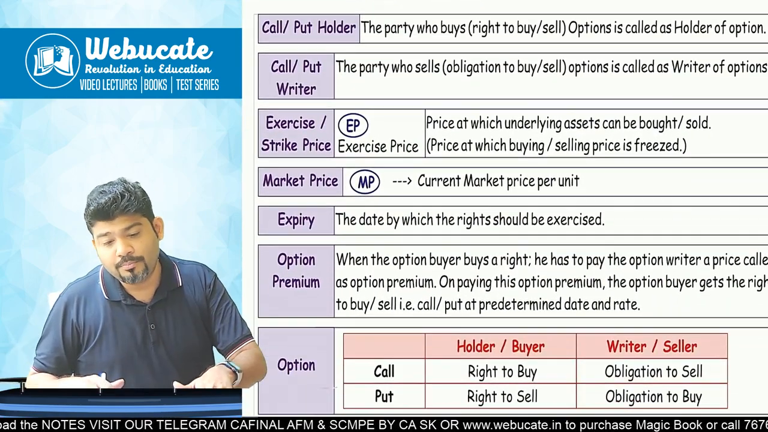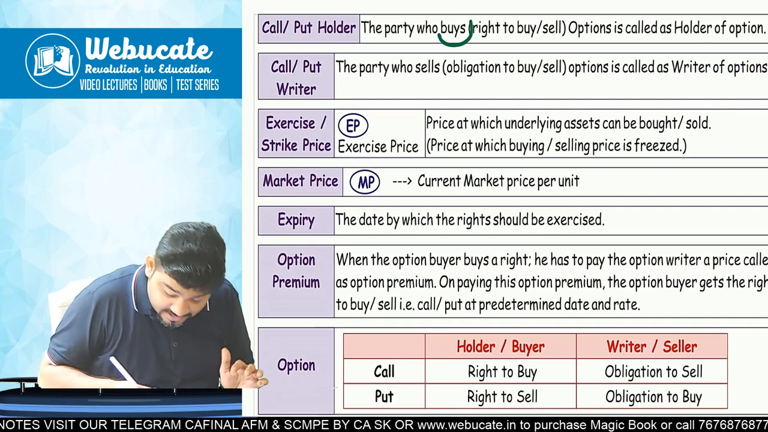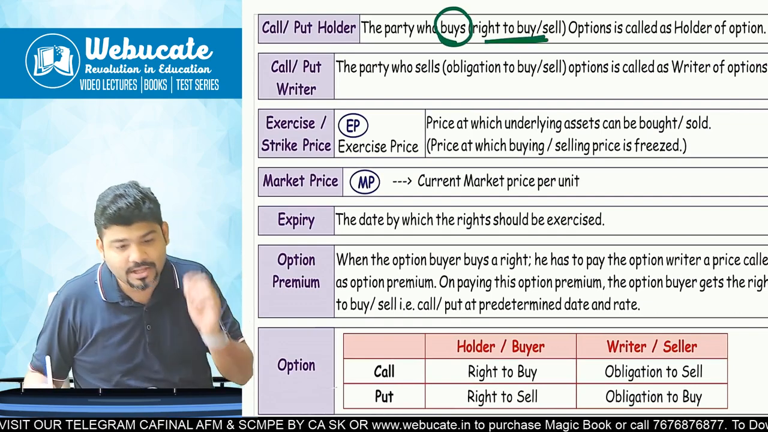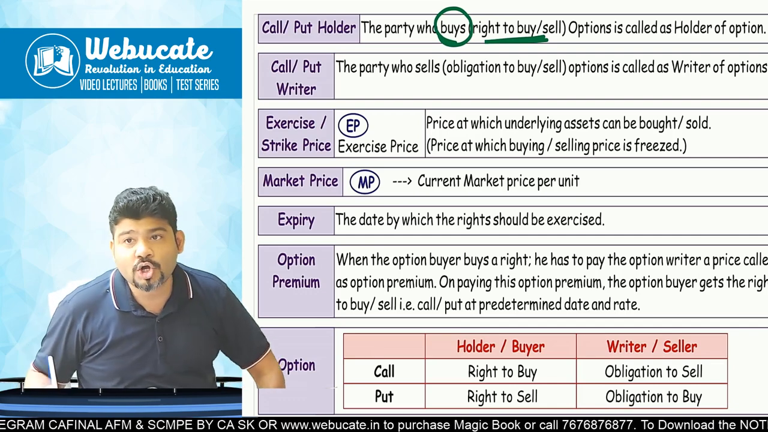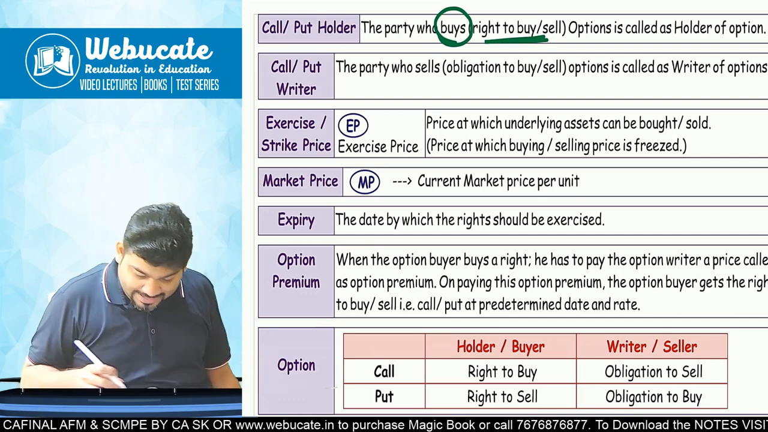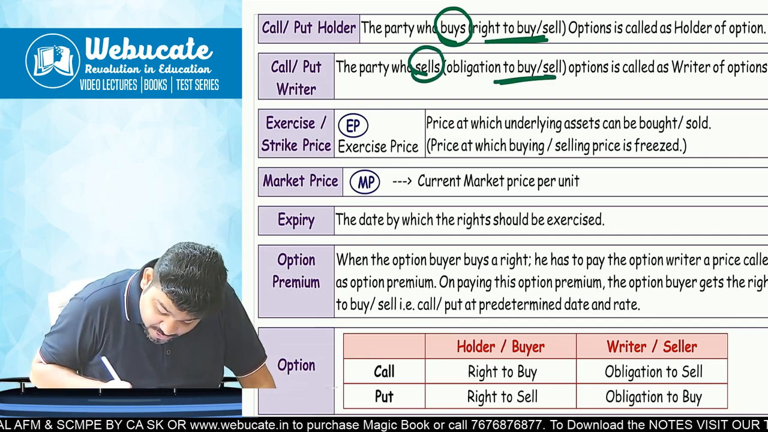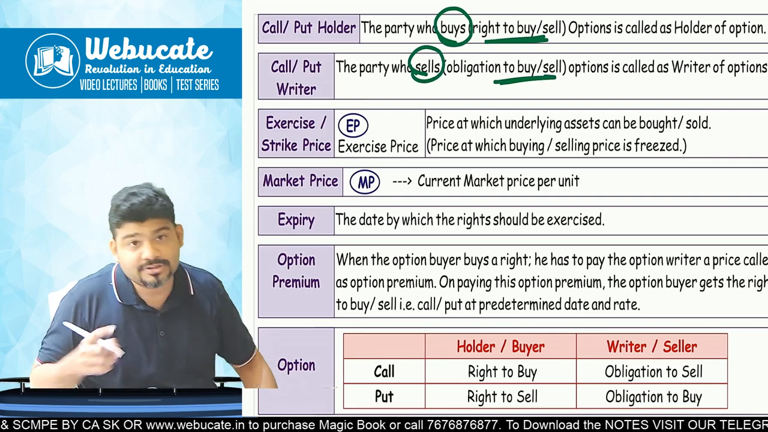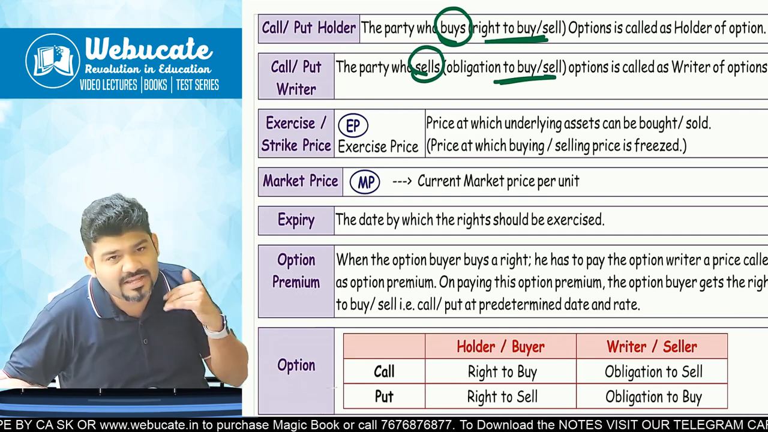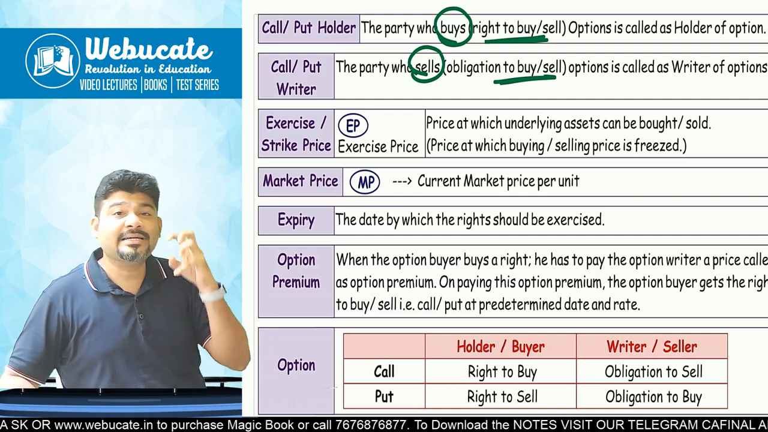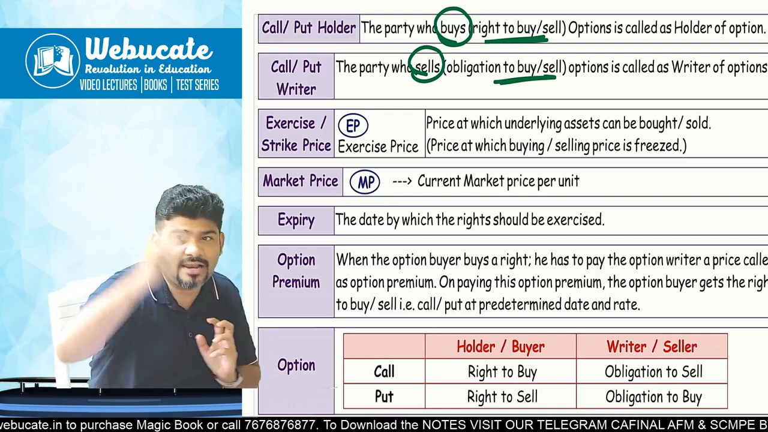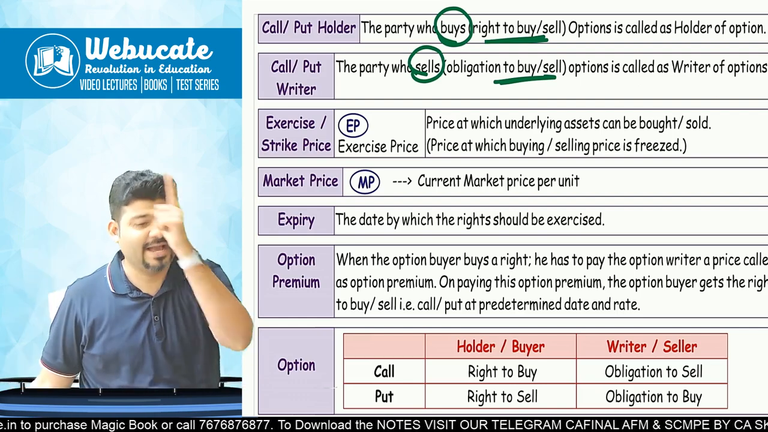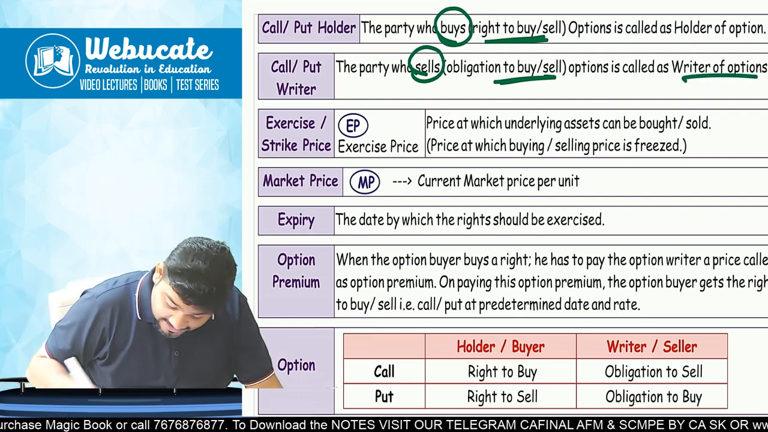The call or put holder, which is the buyer, the person who buys the right to buy or sell, is called a holder of the option. And then there is the call or put writer, the party who sells, who has the obligation to buy or sell. So when will he have the obligation to buy? When somebody has taken a put option. Suppose I have taken a put option, I have a right to sell, the other person will have an obligation to buy. Got it? And vice versa. He is called the writer of the option.